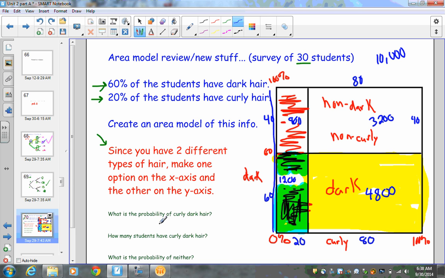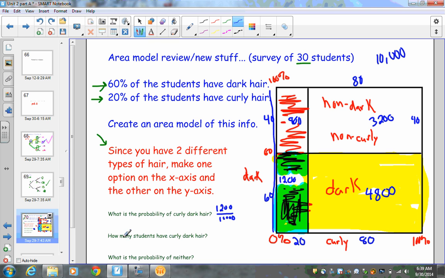Now, what is the probability of curly dark hair? Well, curly dark hair is the shared spot right here, which is going to be 1200 over 10,000. I know that looks weird, but remember I'm writing with my mouse here, 1200 over 10,000. And of course you would reduce, okay? And we're not going to spend any time on reducing just because I need the video time to explain more of this.